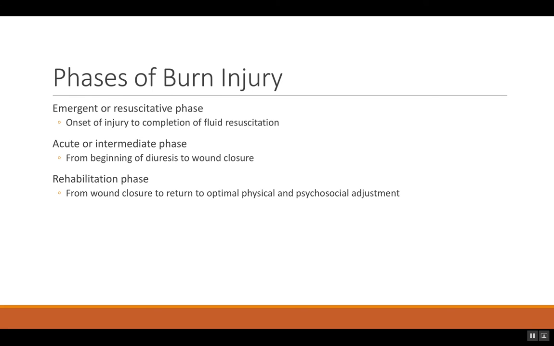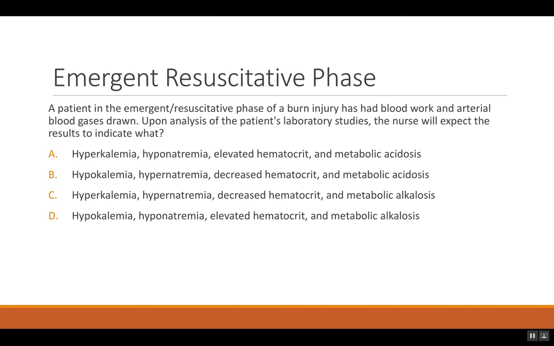Phases of the burn, refer to page 1814, table 62-3. We have our emergent phase, and we're going to go through these more in depth, or resuscitative phase, which is the onset of the injury to completion of the fluid resuscitation. We have our acute or intermediate phase, which is the beginning of the diuresis to the wound closure. And we have our rehabilitation phase, which is from the wound closure to return to optimal physical and psychosocial adjustment.